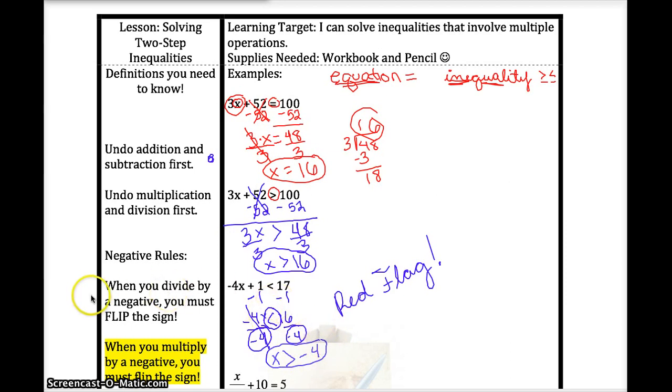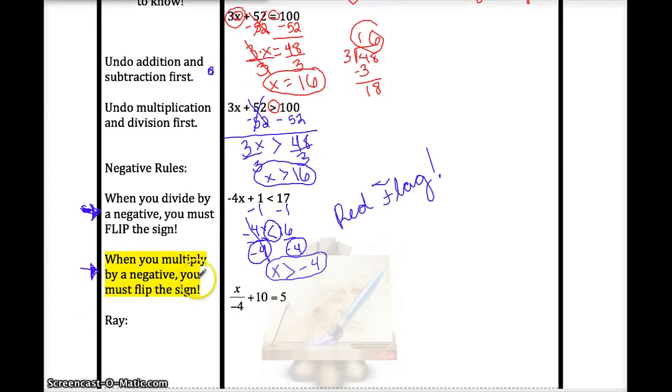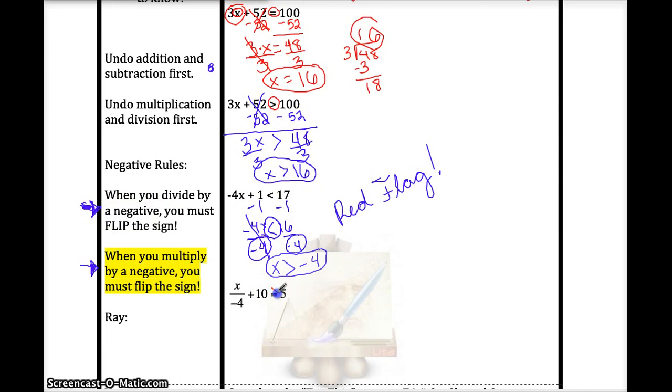Okay, so I wrote this again: when you divide by a negative, you must flip the sign. We talked about that in our last lesson. You need to remember that when you multiply by a negative, you also flip the sign. So let's do an example here, just so you remember. We have x divided by -4 plus 10. Oh, this should not be equals 5. This should be greater than, sorry, that was my mistake. x divided by -4 plus 10 is greater than 5.